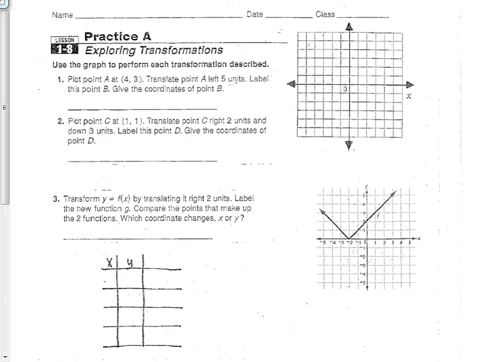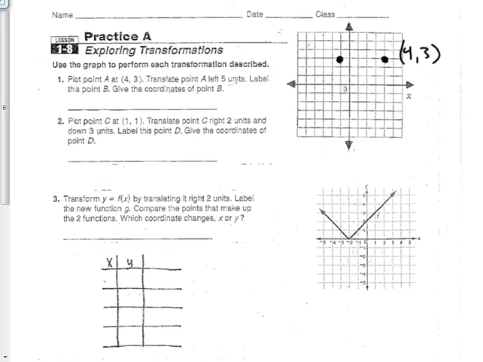So I've got the point A at (4, 3). So 1, 2, 3, 4, and 1, 2, 3. It's right there. I'm going to translate this. One of the transformations is translating. So I'm going to translate it to the left 5 units. So 1, 2, 3, 4, 5. Here's the point, 5 units to the left.